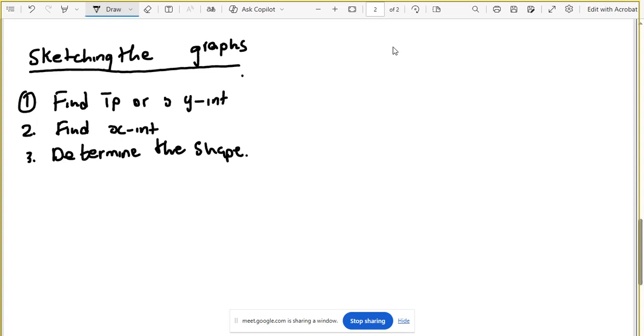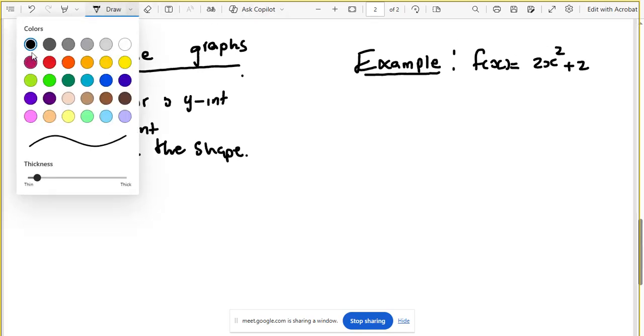So let's start with this example. Let's work on this example. So on this example, I'm going to take f at x. Let's say I'm given that f at x is equal to 2x squared plus 2. And they want us to sketch the graph. Sketch the following graph. Show all the x-intercepts with the axis and the turning points. Okay. So when I sketch the graph, you know what I'm going to do?